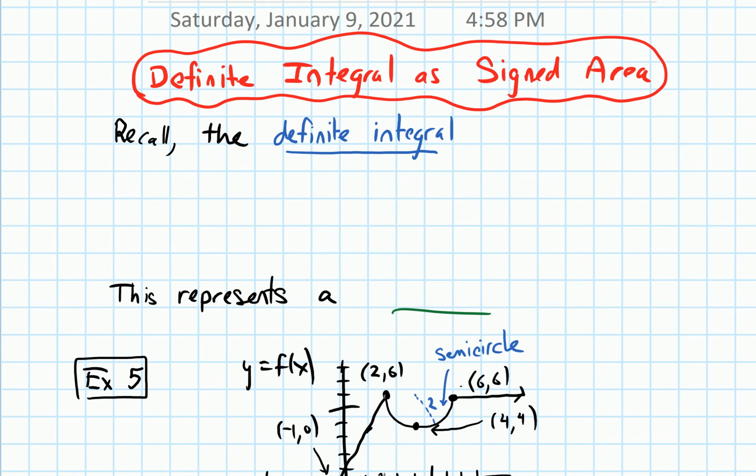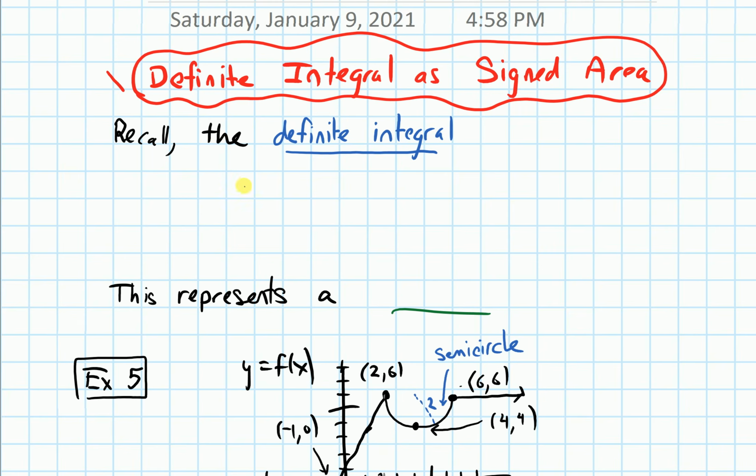In this video, we'll talk about how to compute definite integrals as signed areas when the shape of our graph is nice and we can figure out the area just using geometry. So recall that in the last video, we defined what a definite integral was.